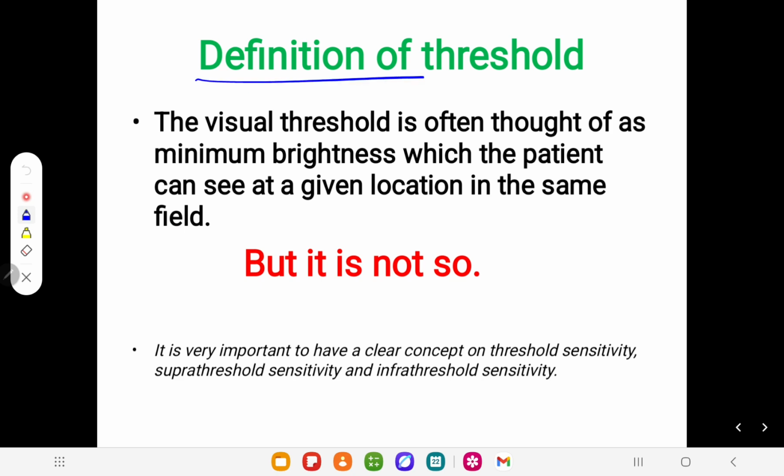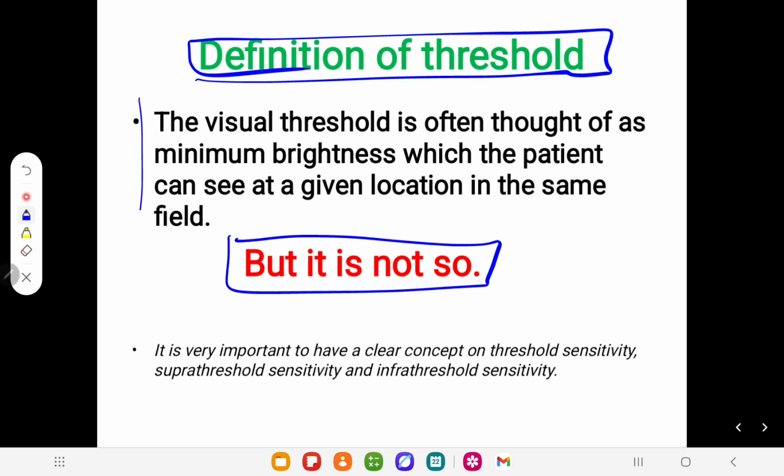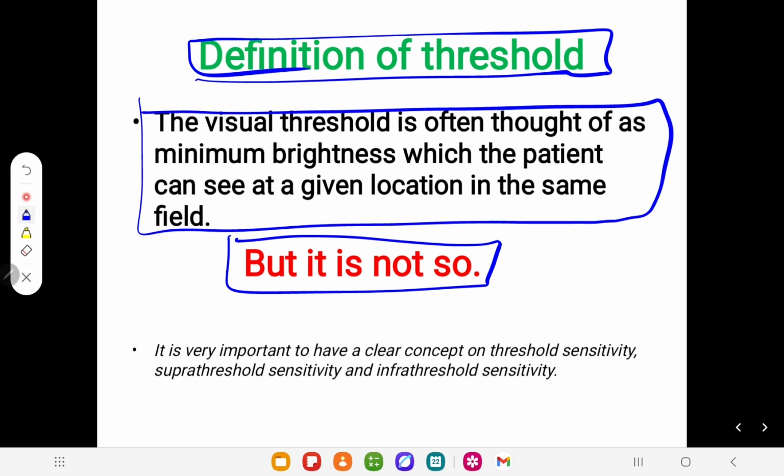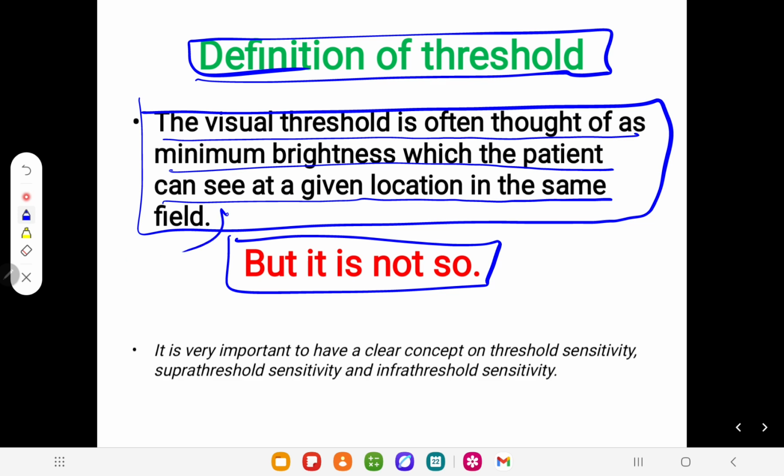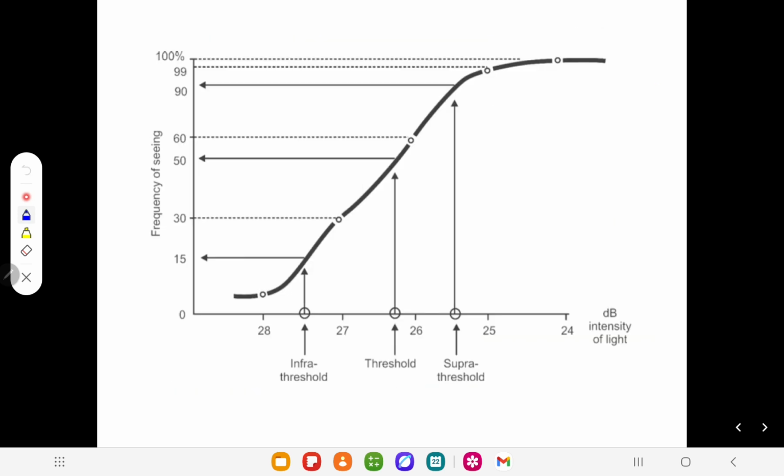Today's video is completely going to be on the definition of threshold. We are going to discuss threshold. See what is not threshold, and many students think like this: visual threshold is often thought of as the minimum brightness which the patient can see at a given location in the visual field. That is not the definition of threshold. So it is very important to have a clear concept of what is threshold, what is suprathreshold, and what is infrathreshold. See, this graph will make you clear.